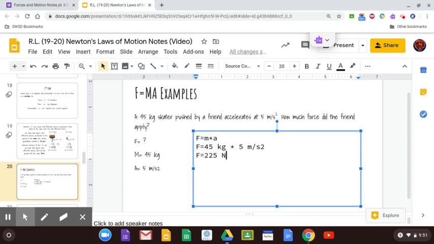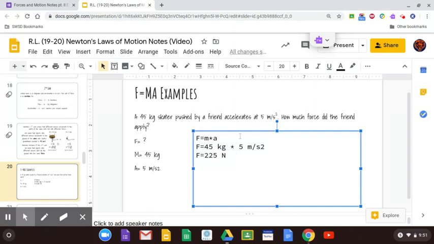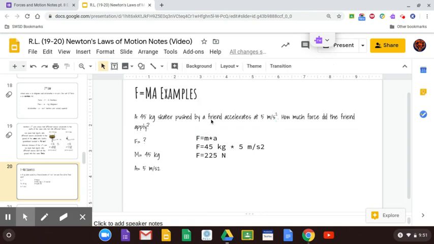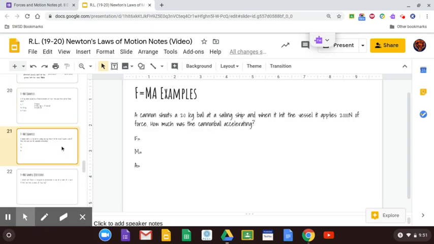Biggest thing for you to do is to remember, always start with F equals M times A. Every single time you solve this, I don't care if you think you can read the sentence and be like, oh yeah, I just multiplied 45 times 5. No, write out this equation. It's going to help you so much, because sometimes these problems aren't as straightforward as they seem. So we're going to move on to another example.